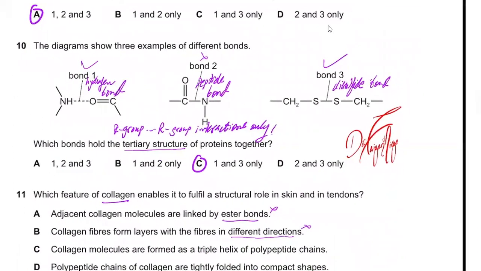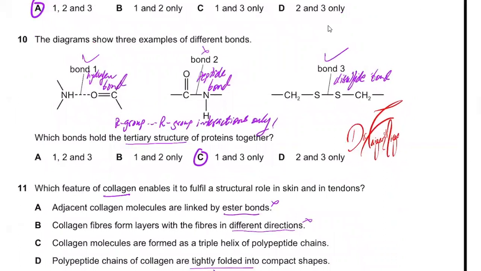Question 10. The diagram shows 3 examples of different bonds. So you can see 3 bonds here. What I did when I was doing this question, as I'm very used to doing this, is I always annotate. I always keep a pencil in my hand. Since this was soft copy, I used the pencil that I had, and I just mentioned what these were.